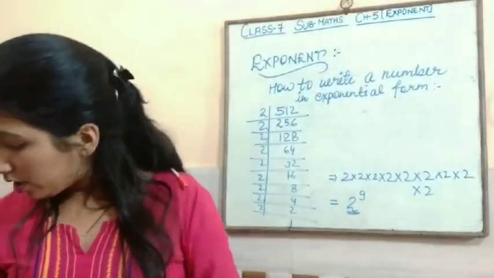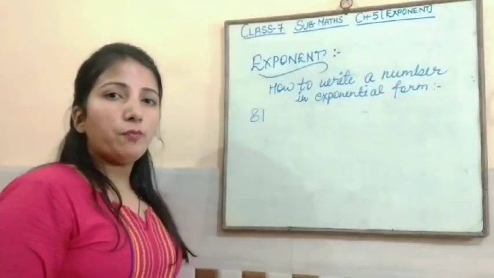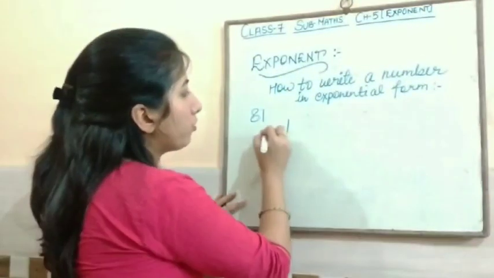Clear? So I will take another example to clarify. Represent 81 in exponential form. So first, prime factorization of 81.